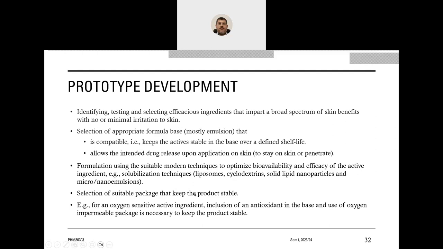You can select a suitable package that keeps the product stable. In this stage also, you should decide which packaging you want to use, because the final stability study should be done in the final packaging. Okay, you should prove that the product is stable in the final packaging with the final formulation composition.